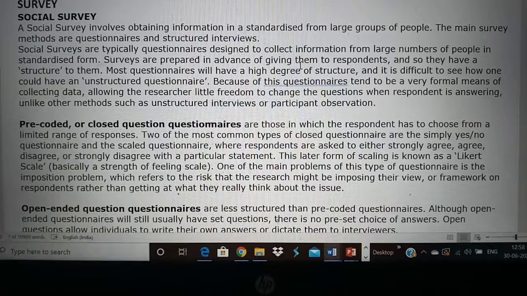Next, in your syllabus you have exploratory, experimental type of research and other types of research, which we will see in the next class. Thank you.